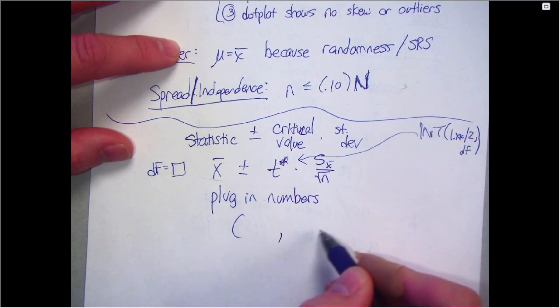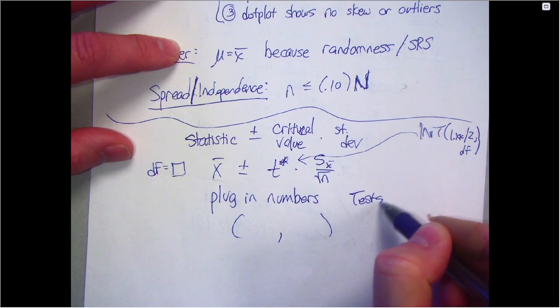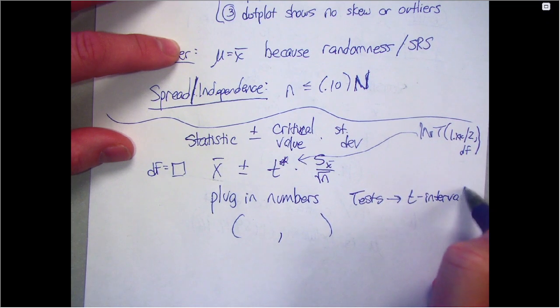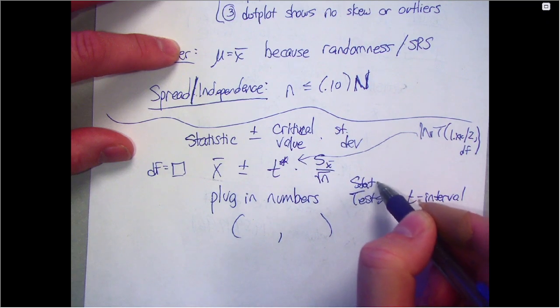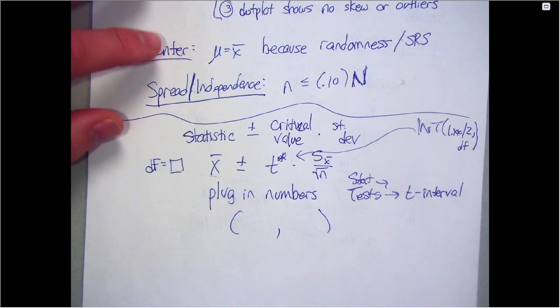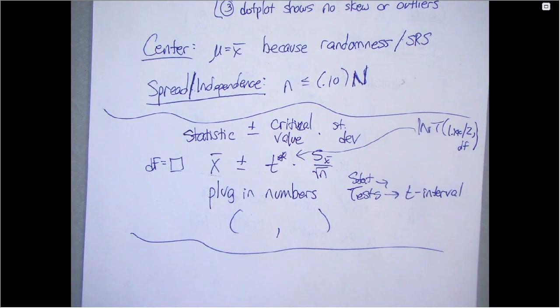And then you go to the calculator, so then you go stat, and then tests, and then t-interval. And you get your answer, your confidence interval. And then you make your conclusion.